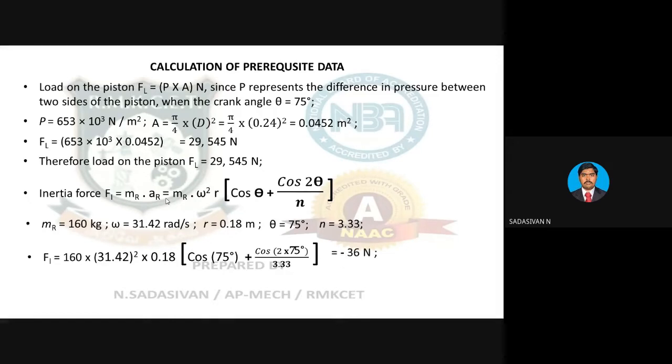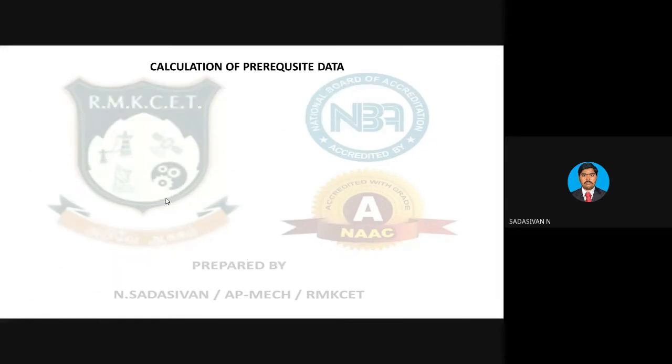So the answer is minus 36 Newton. Remember, you have to carry this inertia force along with its symbol into the general formula for finding piston effort. So you're getting a minus symbol, minus 36 Newton. For the general formula for piston effort, there is a default minus here, and along with the minus you have to put the minus 36 value here.